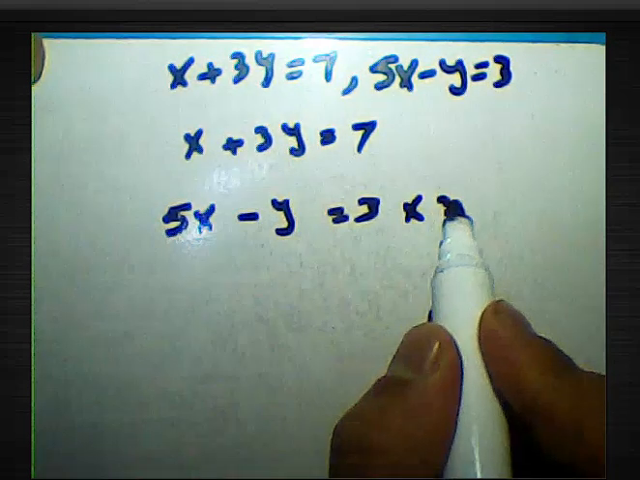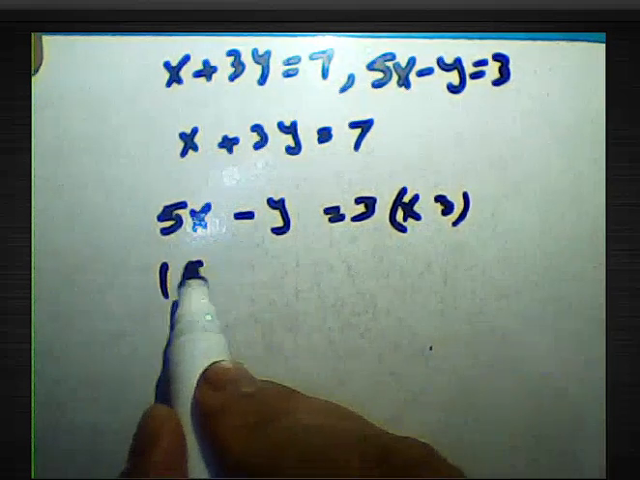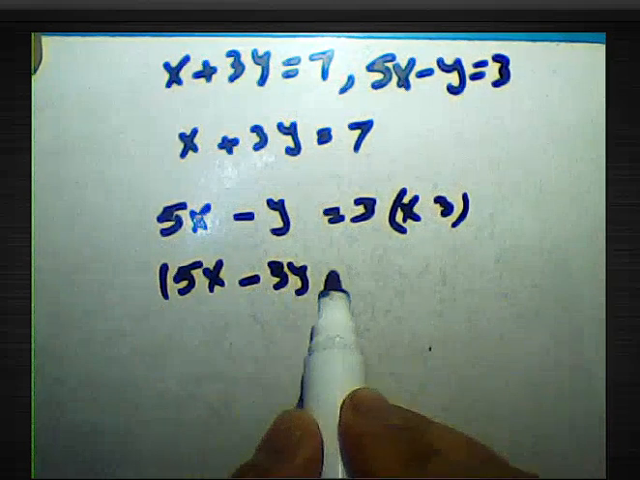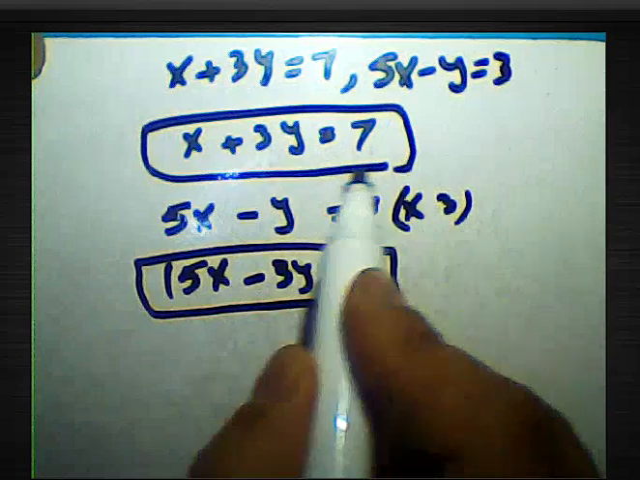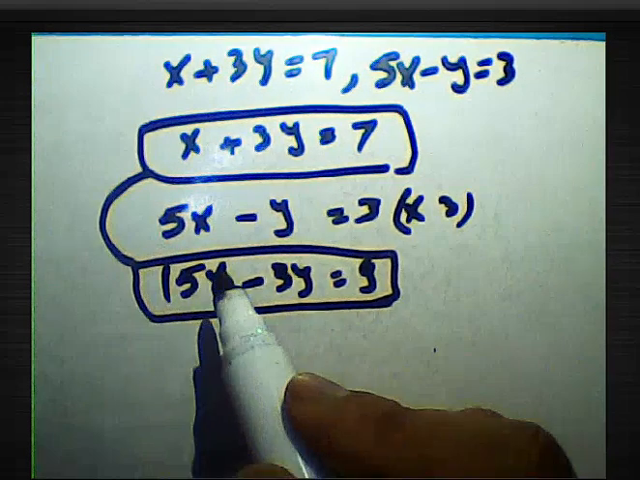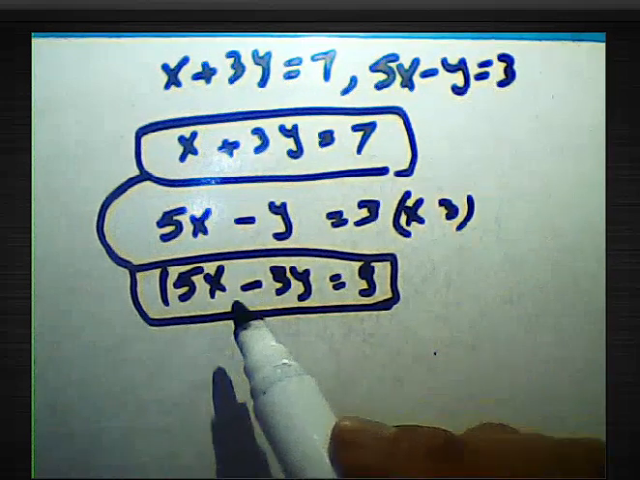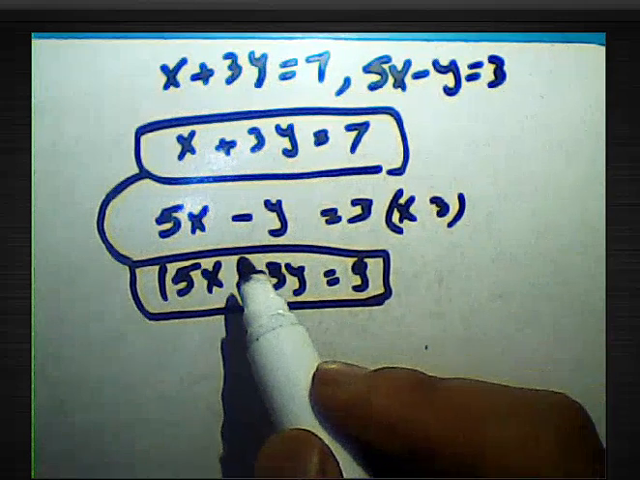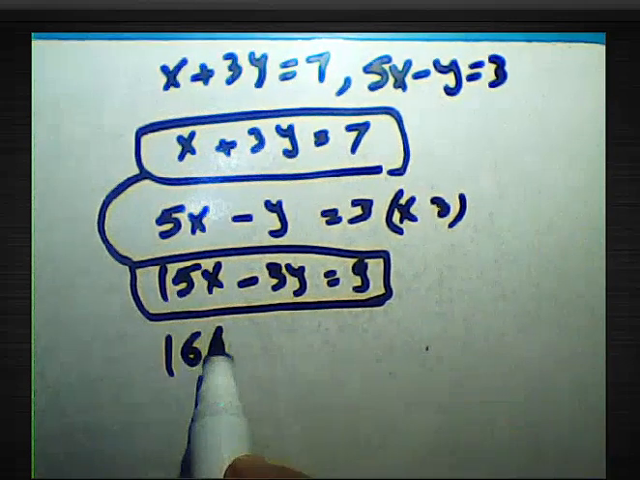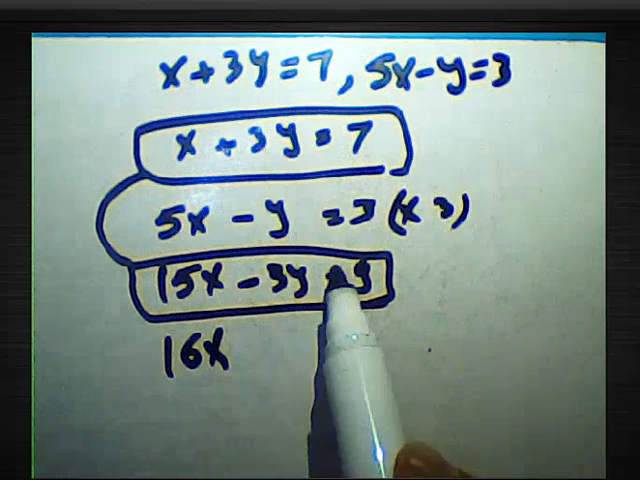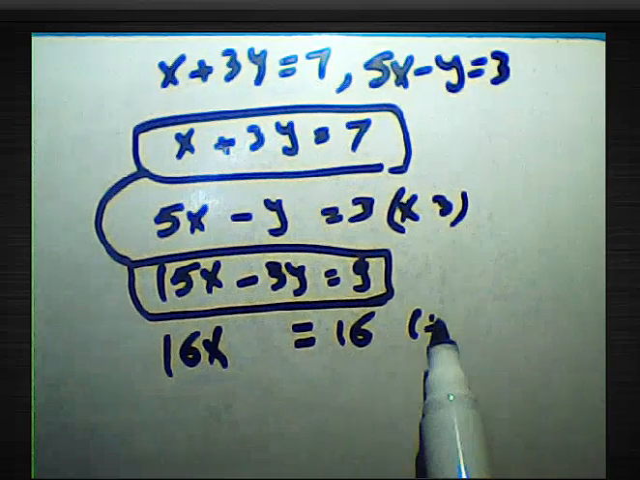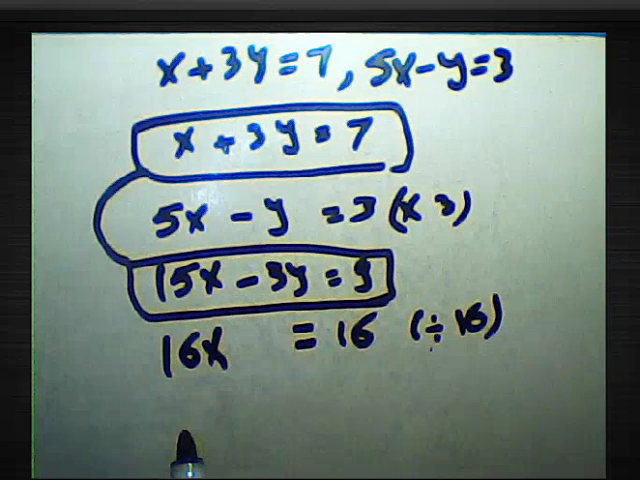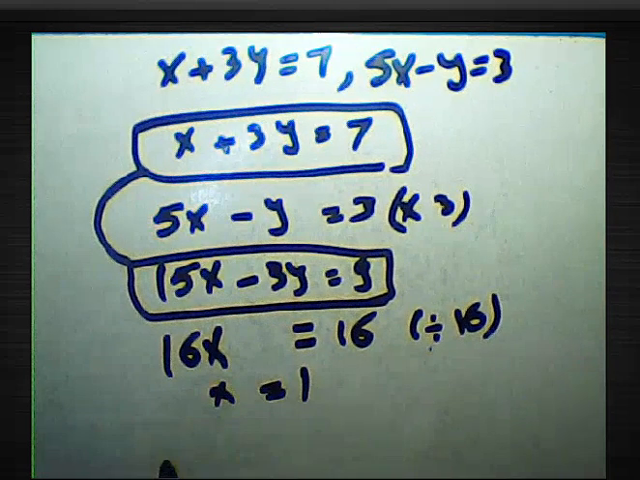Multiplying this equation by 3, it will be 15x minus 3y equals 9. Okay, and we can add the two equations. It will be 16x, and we cancel 3y by negative 3y, and 7 plus 9 equals 16, and then we can divide by 16, then x equals 1.